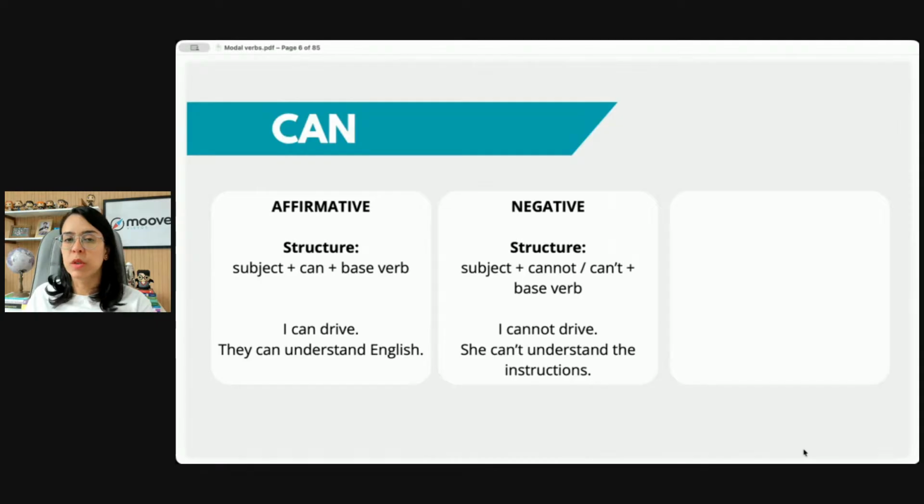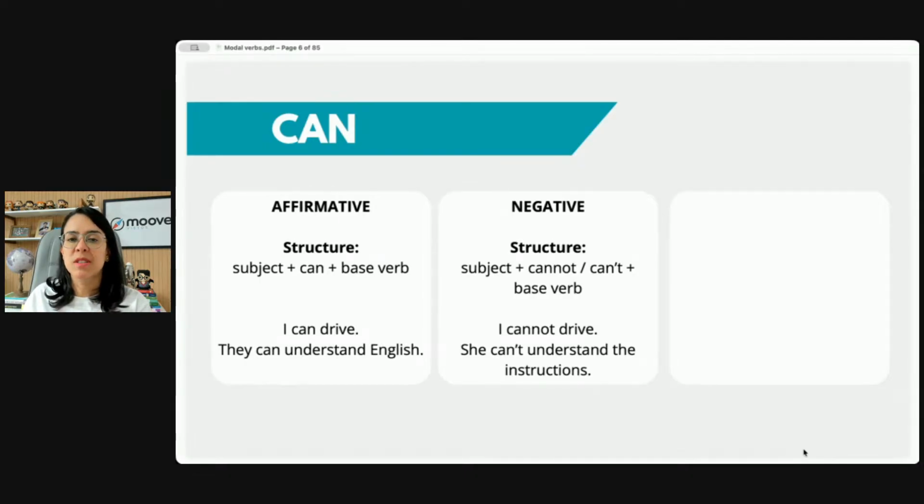So those of you who want to study modal verbs for OET, IELTS, TOEFL, DT, pay attention to that. Okay, cannot is what you gotta use, and we use cannot together in a formal way. If you're speaking in everyday communication in general, you can use can't. I cannot drive, she can't understand the instructions.